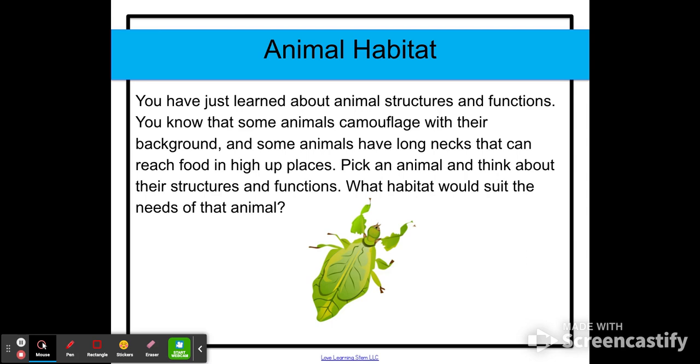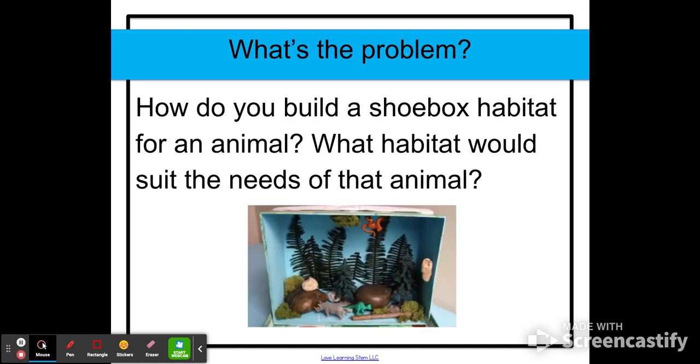And so you are going to pick an animal and think about their structures and the functions or purpose they have. When you think about your animal and the different structures and functions, you're going to think about its habitat. What habitat would suit the needs of that animal? So the problem in this design is going to be, how do you build a shoebox habitat for an animal? What habitat would suit the needs of that animal?